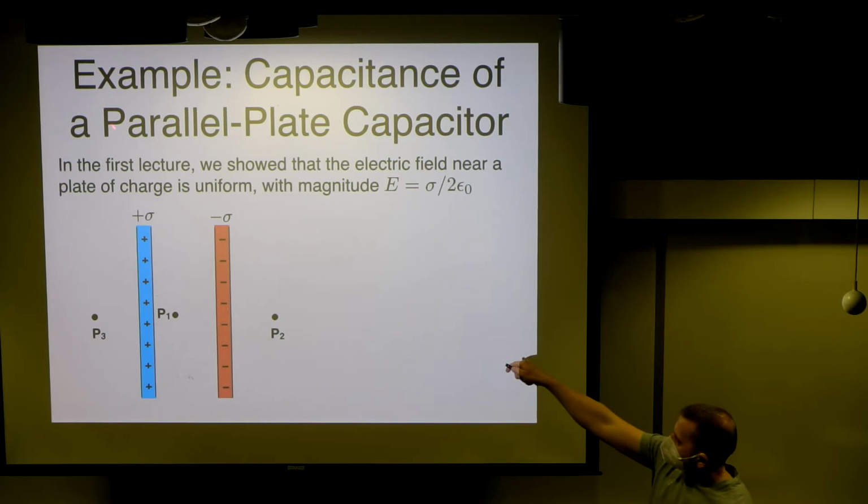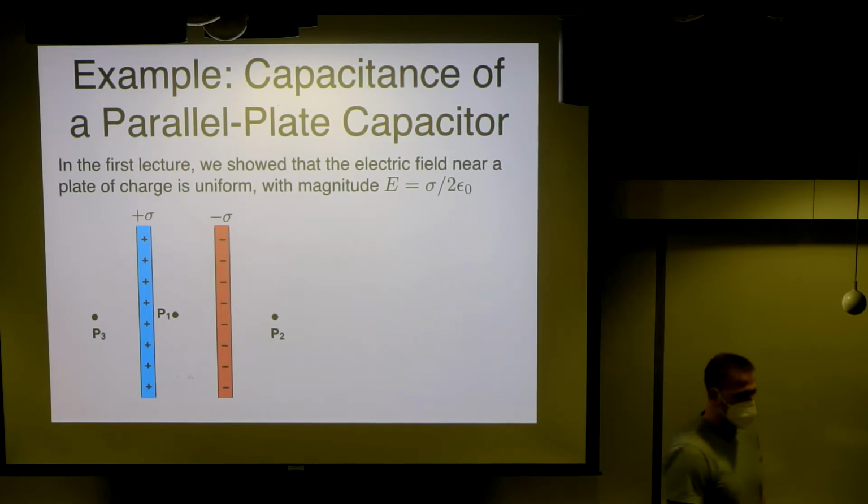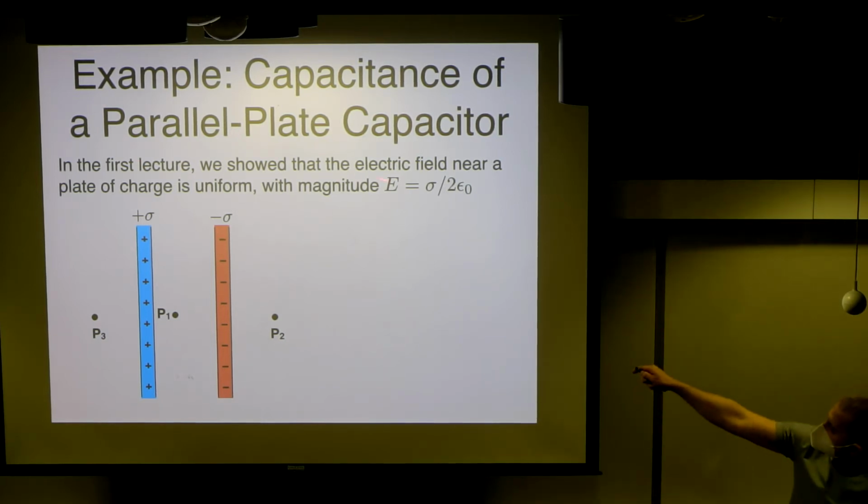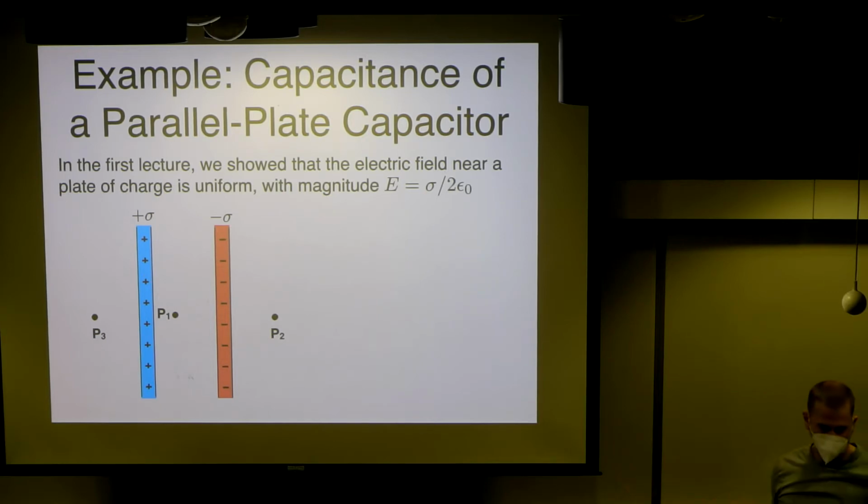In the very first lecture that we did, I hope you remember this, we showed that the electric field near a large plate of charge is basically uniform, and the magnitude is given by E equals sigma over 2 epsilon naught. Do you remember when we derived this? If you have a big plate of charge, that's the E field it creates nearby. Yeah? In the middle, is it just surface charge density over epsilon naught without the... Yep, that's what we're going to see once we go through the exercise a little bit.